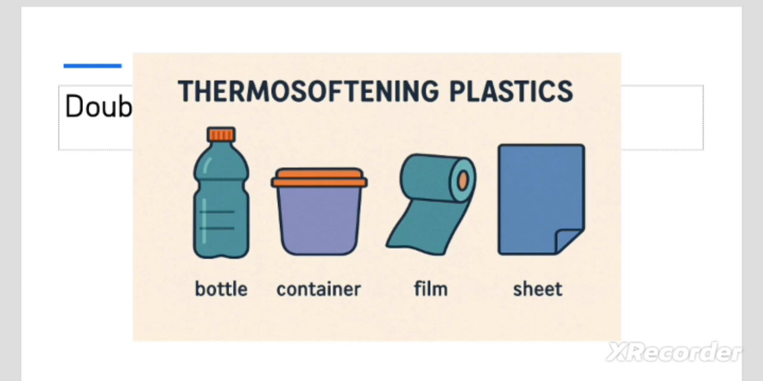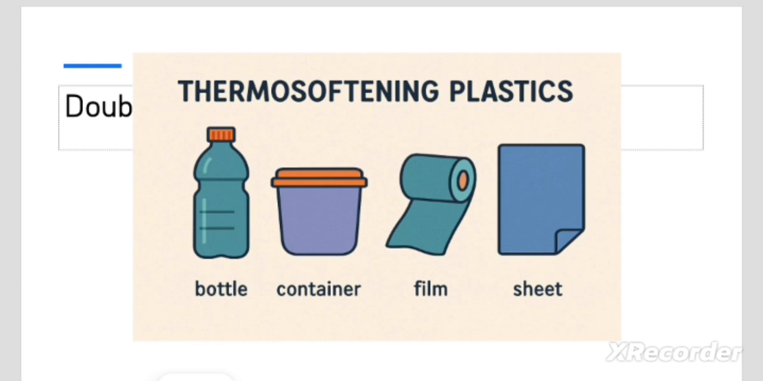Thermosoftening plastics are also called thermoplastics. These plastics soften when heated and harden when cooled, and this can happen again and again. Think of it like chocolate. You can melt it, cool it, and melt it again. Here you can see the example of a bottle. It can be reshaped many times using heat.